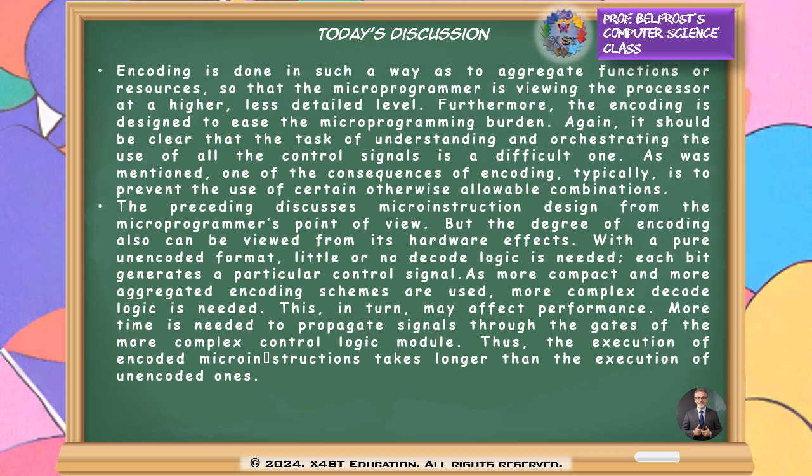As mentioned, one of the consequences of encoding is typically to prevent the use of certain otherwise allowable combinations. As more complex and more aggregated encoding schemes are used, more complex decode logic is needed, and this in turn may affect performance. More time is needed to propagate signals through the gates of the more complex control logic module, and also the execution of an encoded microinstruction takes longer than the execution of an unencoded one, and this should be taken into consideration.